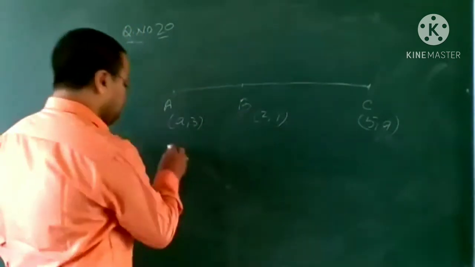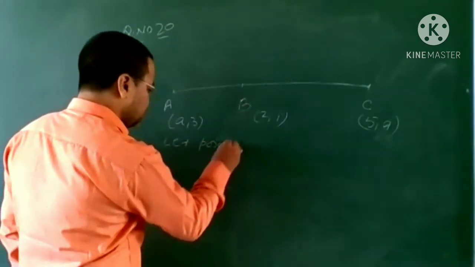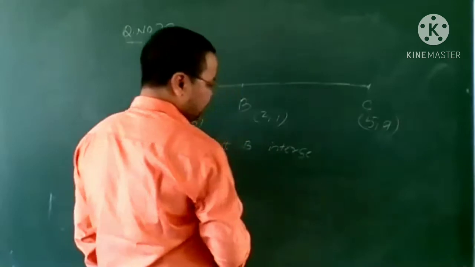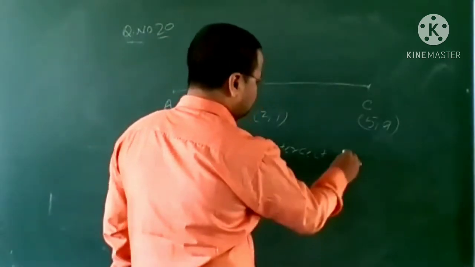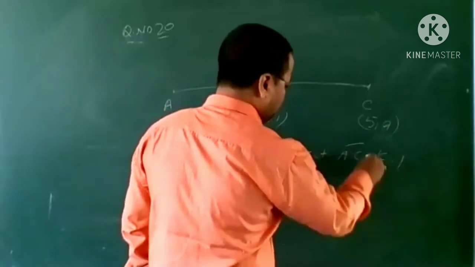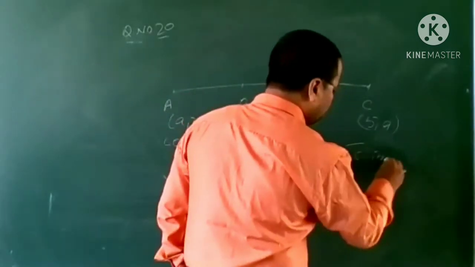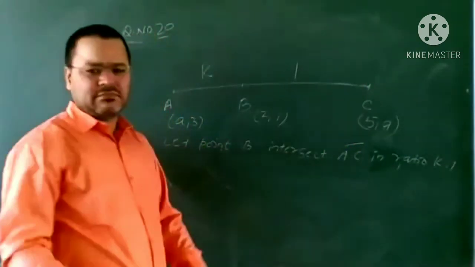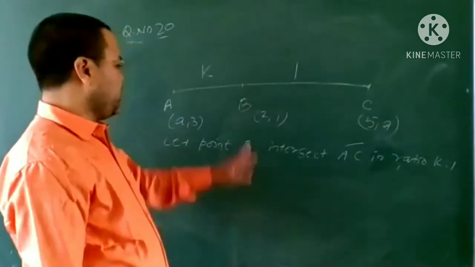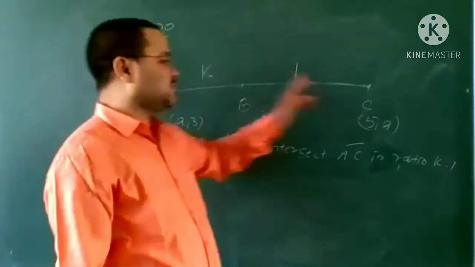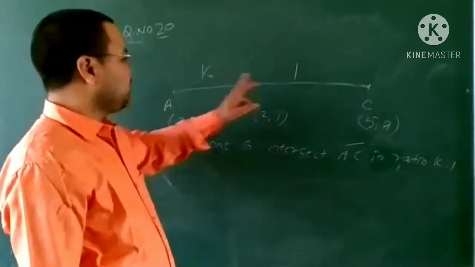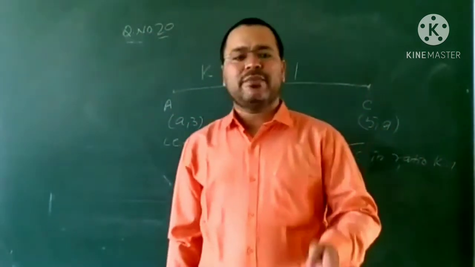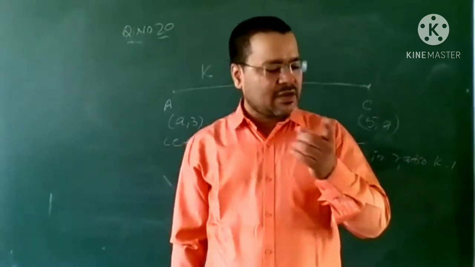Now let point B intersect AC in a ratio k is to 1. Let's just assume that point B intersects AC in a ratio k is to 1. And I think you know what the k method is, the k method of the section formula.